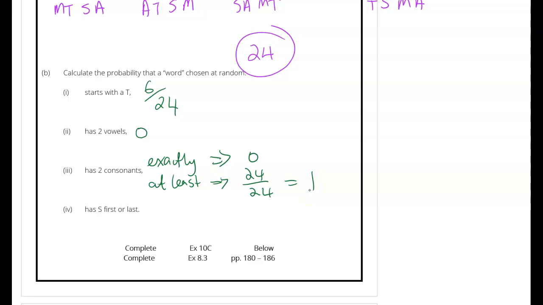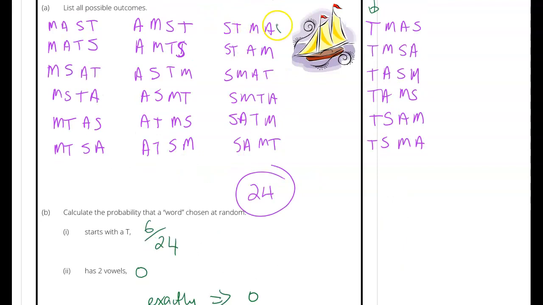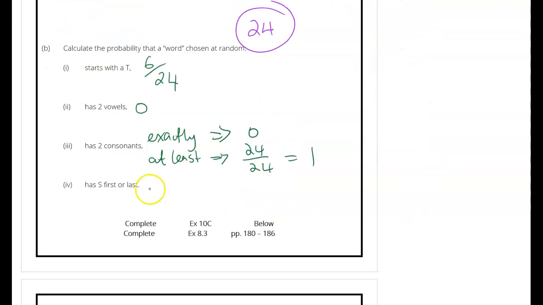Has the S first or last? So these ones all have it first. Then we've got how many have it last? So you've got 12 all up. First or last. All right, so that's using a systematic list as your sample space.